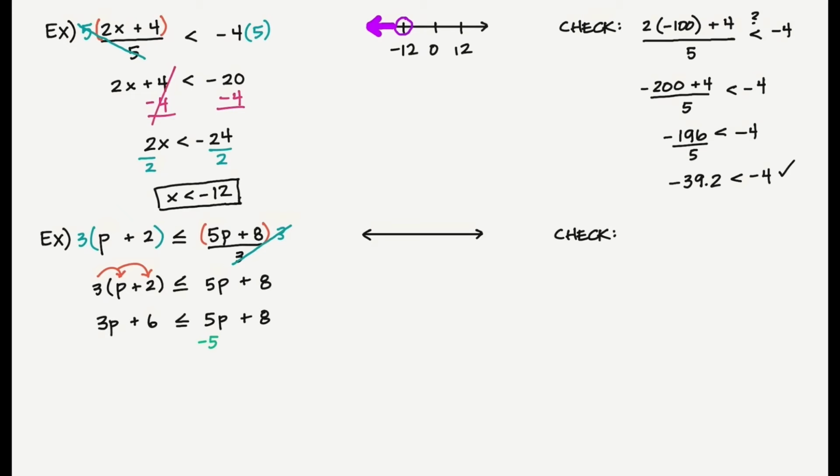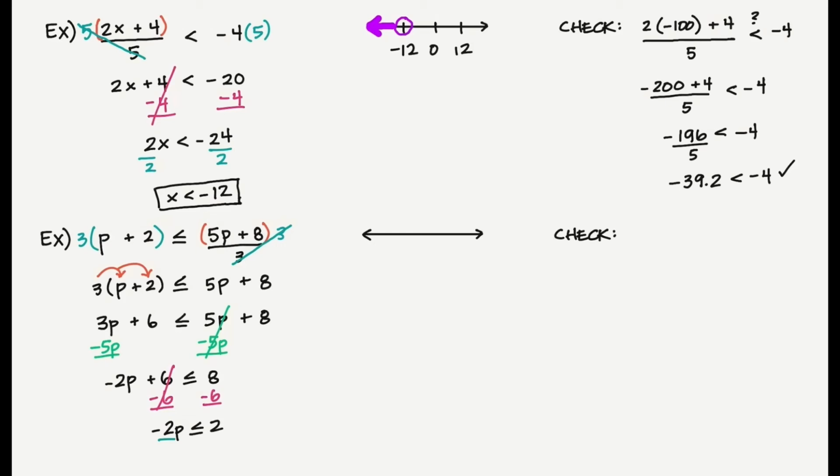Let's move all of our variables to the left. So I'm going to subtract 5p on both sides. I'm left with -2p plus 6 is less than or equal to 8. Let's subtract 6 on both sides. Let's get rid of that lonely number. So then I'm left with -2p is less than or equal to 2.